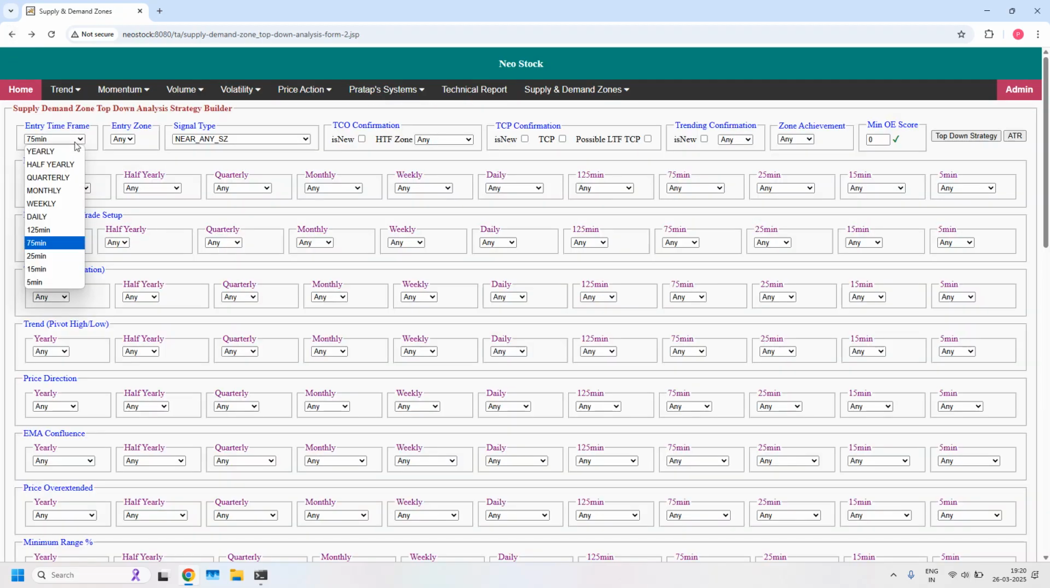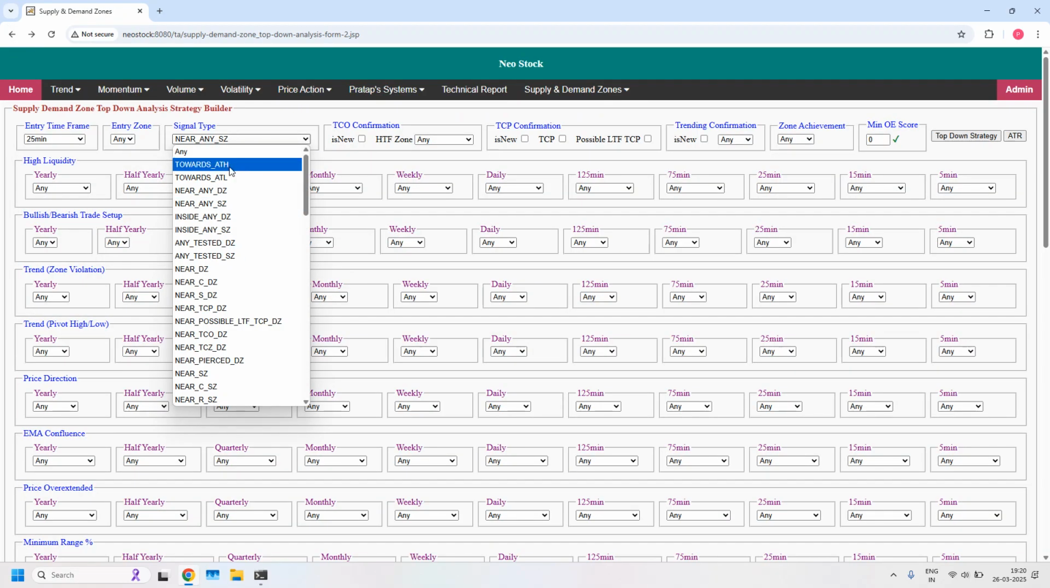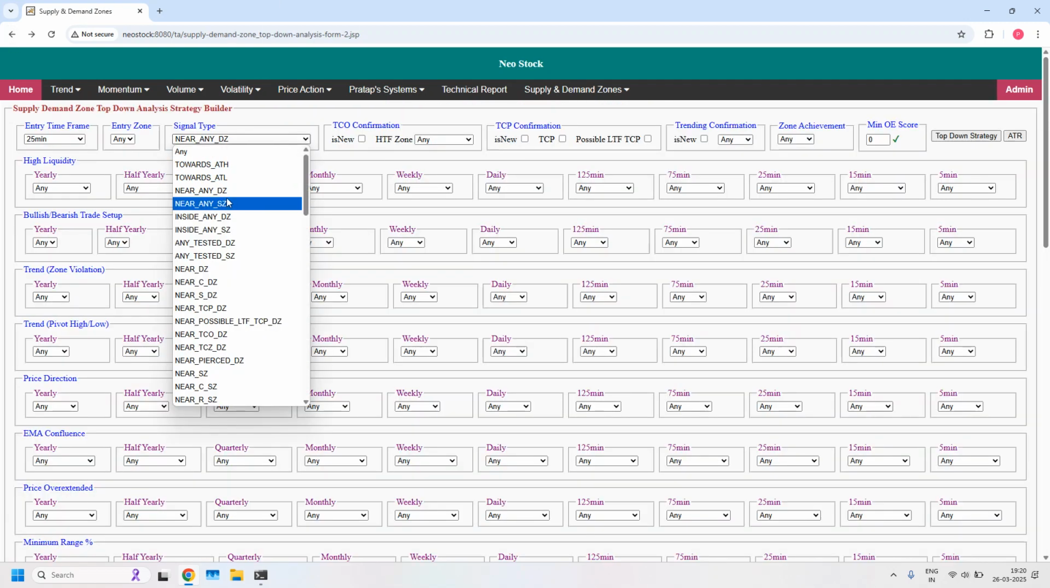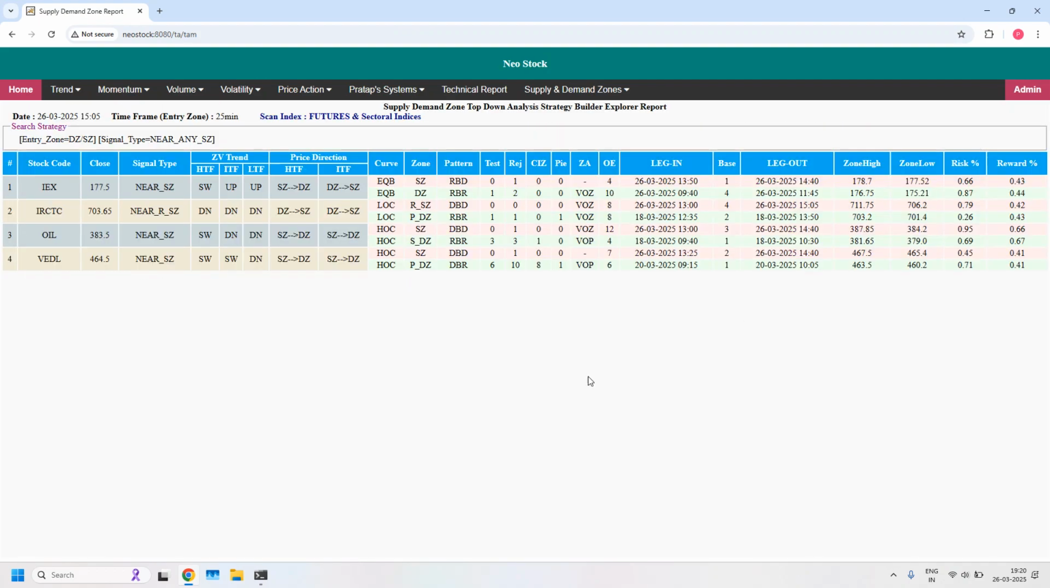Next time frame is 25 minutes. Stocks near to the 25 minutes demand zone. We got 14 stocks. Next, stocks near to the 25 minute supply zone. We got 4 stocks.